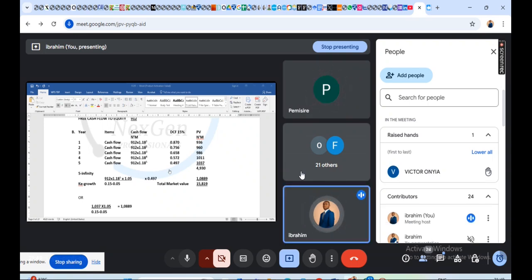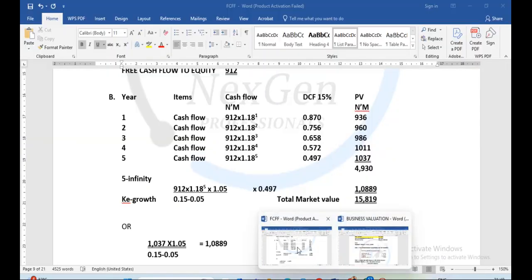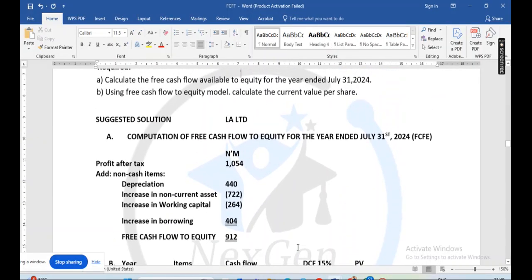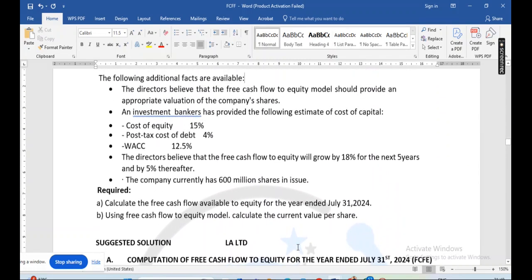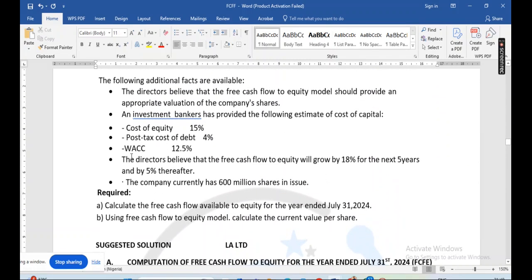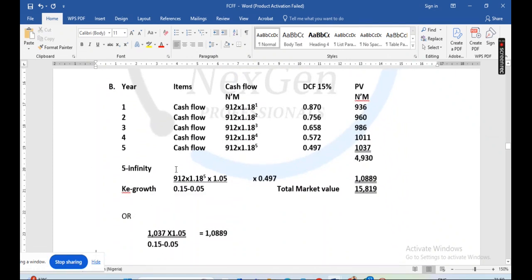Okay. Have you been following? You've been on and off. This is what brings about infinity. The first question says that we grow by 18% for the next 5 years, and by 5% thereafter. You don't know the thereafter. It is infinity because thereafter does not have a limit. Do you get?